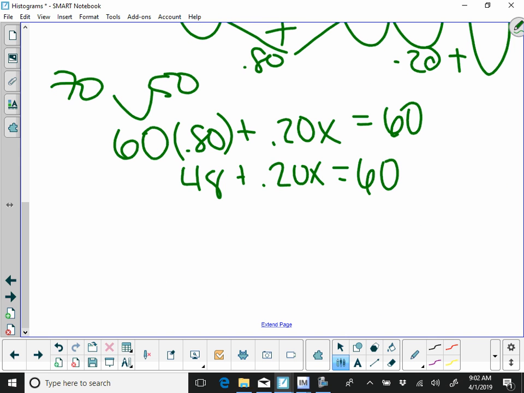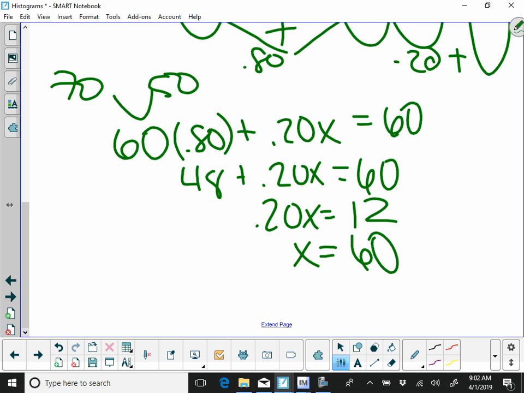Okay, subtract, so 0.20x would equal 12, right? So divide 12 by 0.20 for me. So you would have to make a 60 on your final exam just to pass. What? You're dividing 20 and 12? I'm dividing 0.20 and 12. There are 5 0.20s in 1, and 5 times 12 is 60. So that's how I got it. But this is the calculation you can do on your own whenever you get to that point.